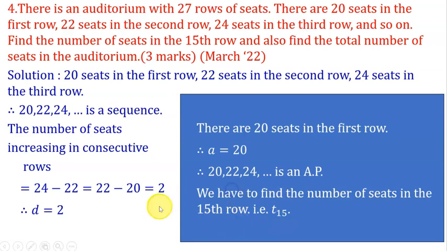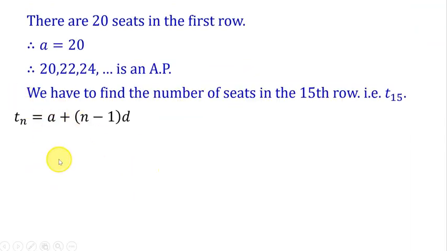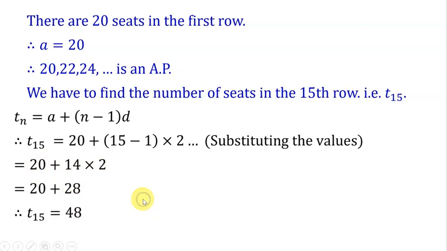Okay, now next, Tn is equal to A plus (n minus 1) into D. पुन्हा आपण त्या व्हॅल्यूज इथे घेतलेल्या आहेत. T15 is equal to the value of A is 20, plus (n is 15 minus 1), bracket complete, into 2. Okay, 20 plus (15 minus 1), you will get here 14 into 2. 20 plus 14 into 2, 28, and therefore T15 is equal to 48. म्हणजे 15व्या ओळीत किती सेट्स असतील तर त्या 48 seats असतील.